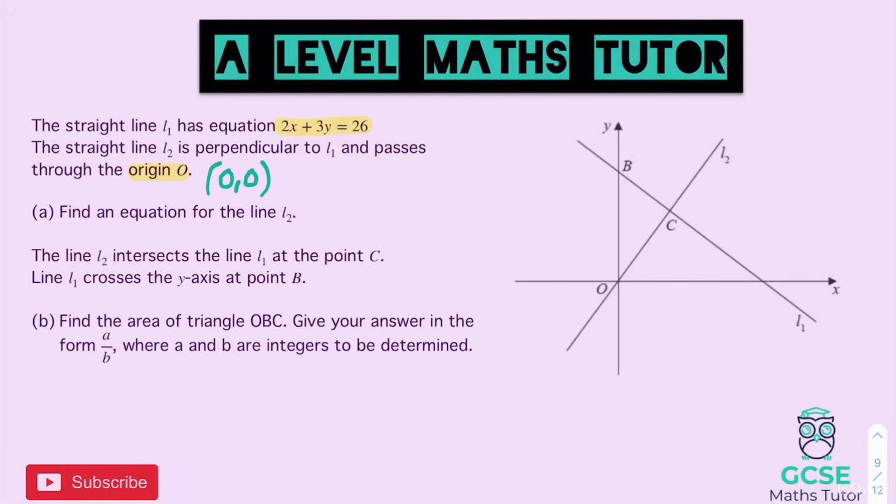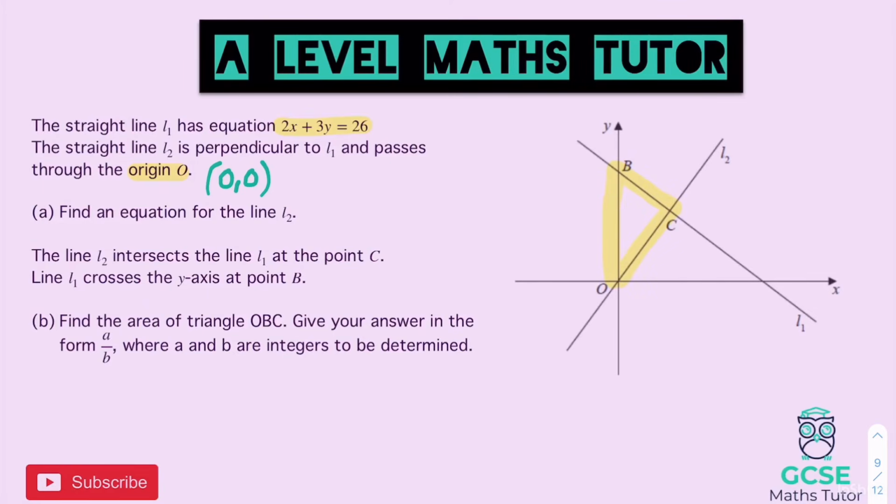It then says find the equation for the line L2, and then we've got a part B. Part B says the line L2 intersects the line L1 at point C and crosses the y-axis at point B, which is shown to us on the diagram. It says find the area of the triangle OBC and give your answer in the form A over B, where A and B are integers to be determined, and we'll have a look at that bit towards the end. I think that bit's going to come out quite nice and easy for us though. But OBC is this triangle here.